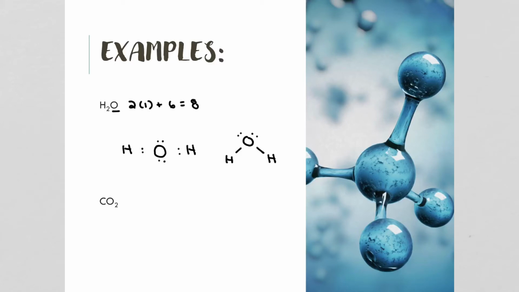Our next one is carbon dioxide. So carbon has 4, and then there's 2 oxygens, and each has 6 electrons. So that's equal to 16 electrons. So we've got a lot to distribute this time. And again, carbon's going to be our central atom, and then we're going to have the 2 oxygens.